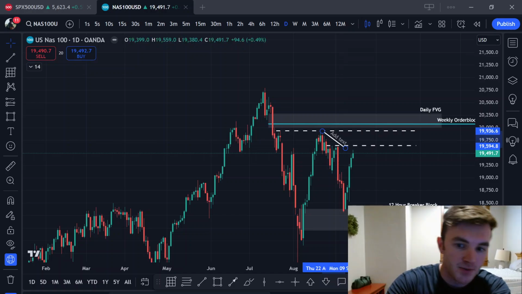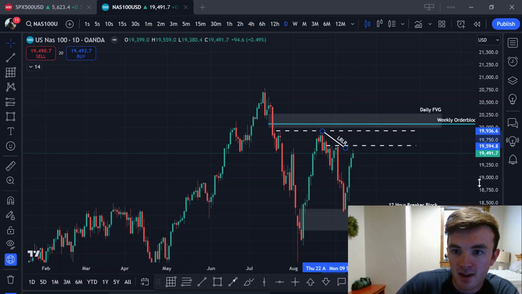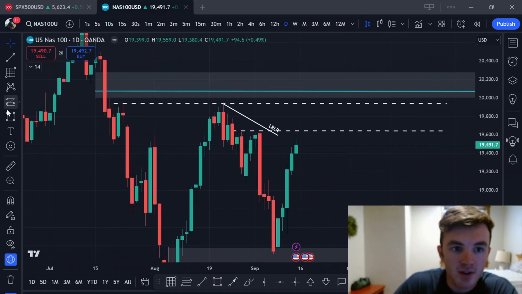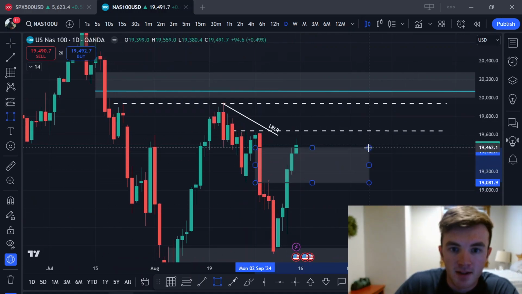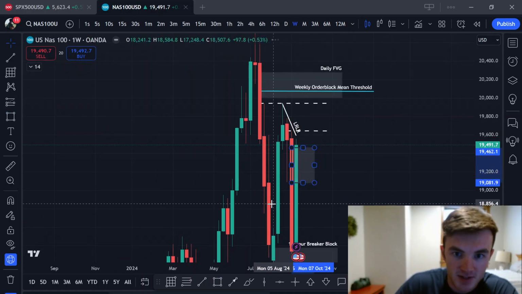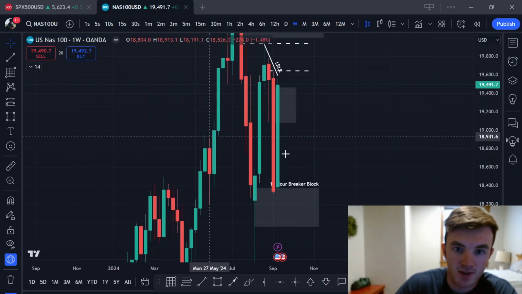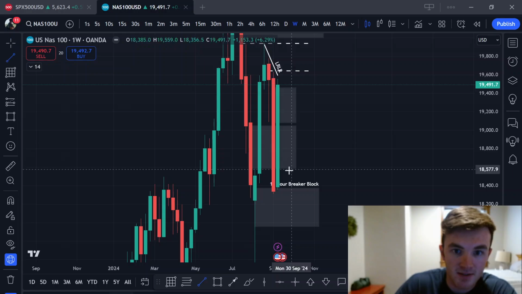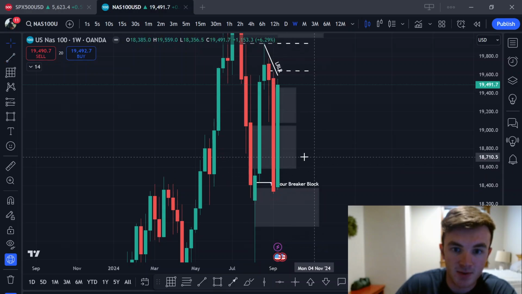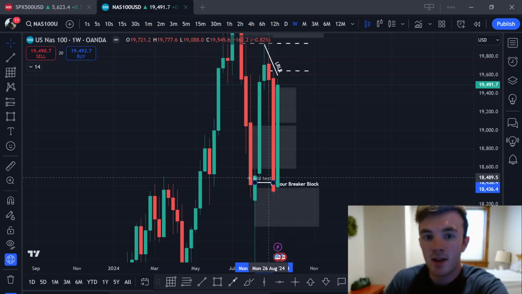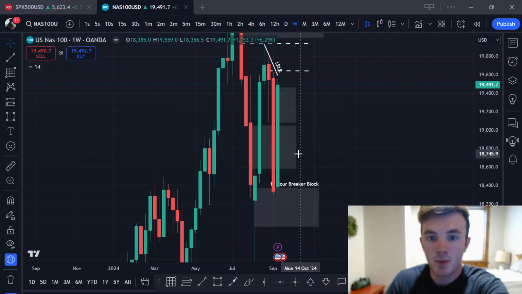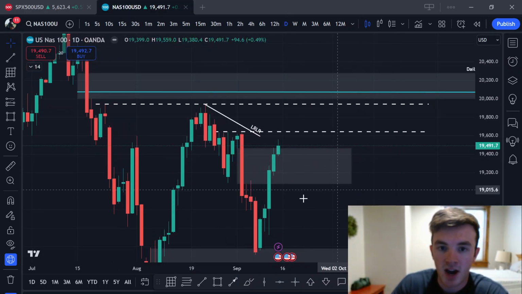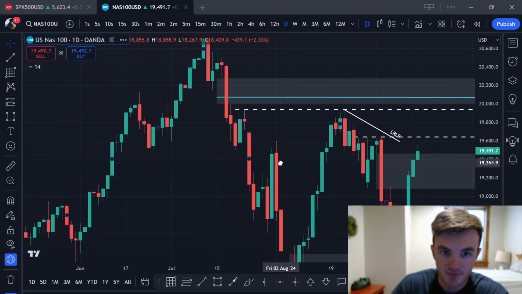So there's this low resistance liquidity, and we inversed this daily fair value gap. Now, I know we inversed this weekly fair value gap last week, and I was freaking out, like, we have to go down now. But what I said in that video is we took out this weekly swing low, and we pushed into this 12-hour breaker block, and we had these relatively equal highs, which I failed to realize in that whole video.